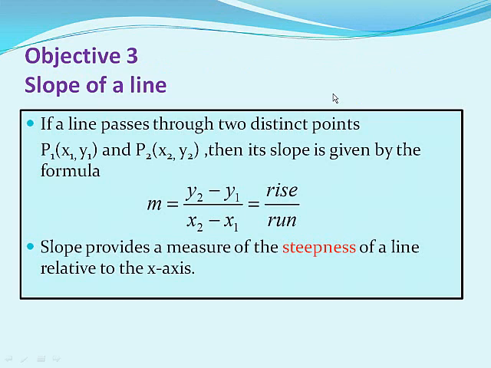Objective 3. Slope of a line. If a line passes through two distinct points P1 (x1, y1) and P2 (x2, y2), then its slope is given by the formula m equals y2 minus y1 over x2 minus x1, which is also written as rise over run. Y difference is the rise, x difference is the run. Slope provides a measure of the steepness of a line relative to the x-axis.